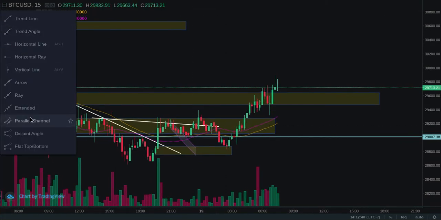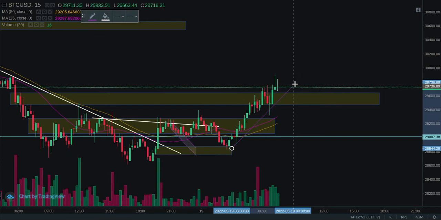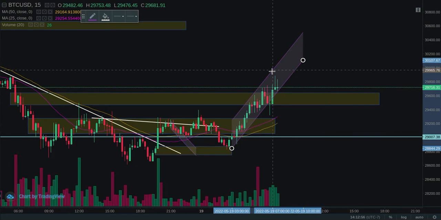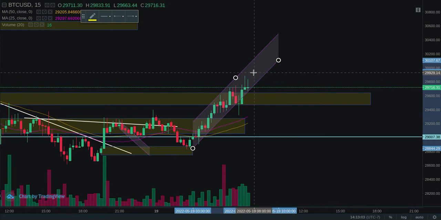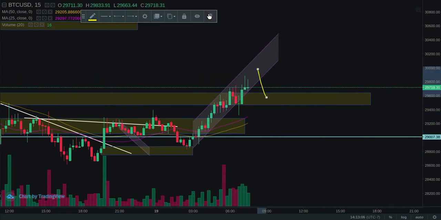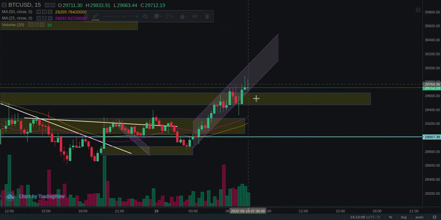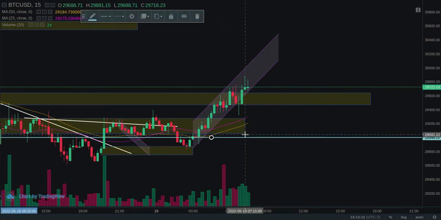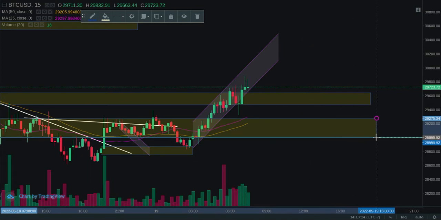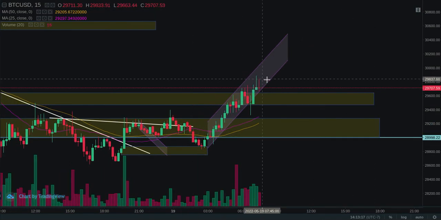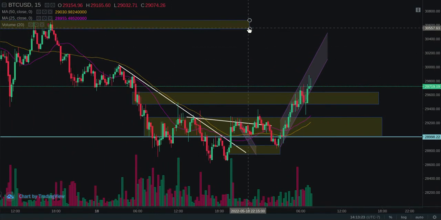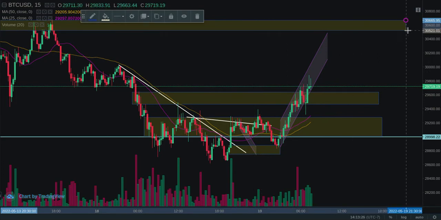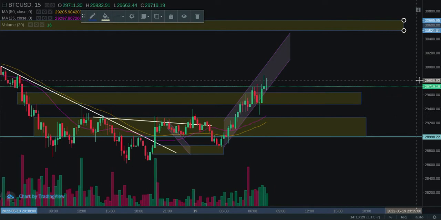Let me see where I could put these horizontal lines. That's what we'll stay inside of if we keep moving up. But once we break on the bottom side, I think we could be coming back down to this box at least, if not this box. This is 30,000. This is fairly high, but it looks like we could possibly be going that way.